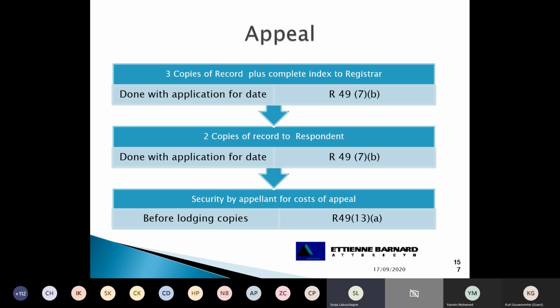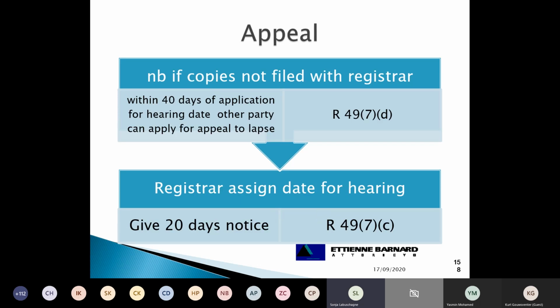Okay, security, very important that you need to lodge security. It's not a lot. I think it's like 100 rand or something ridiculous, so we're not talking millions. All right. Very important, and as I said, give a lot of copies. Give your notice. If you don't do it within those times, your appeal lapses. All right, and then they can proceed with the judgment to enforce it. Your registrar gives you your date.